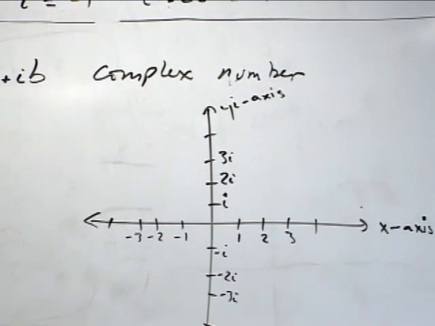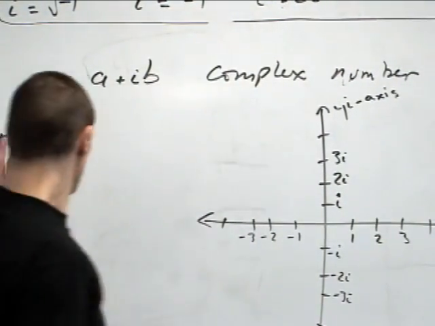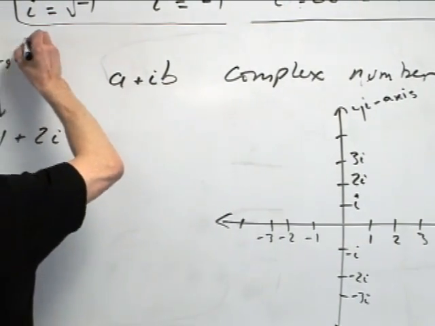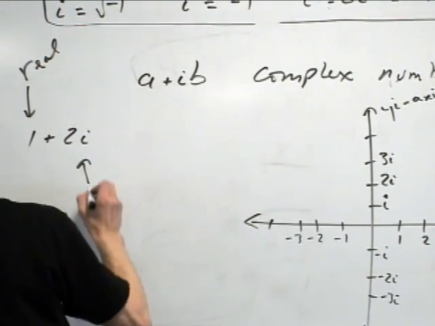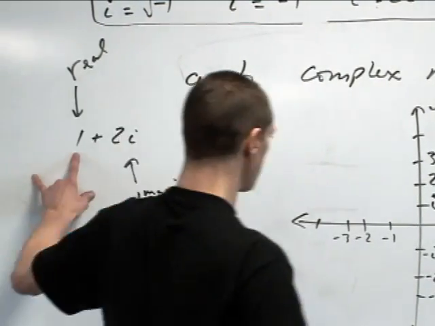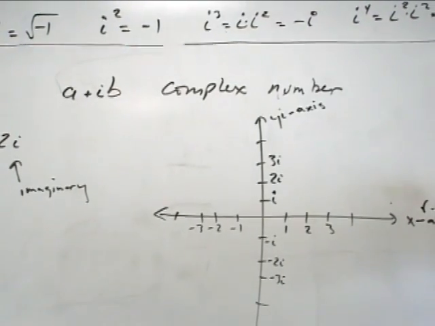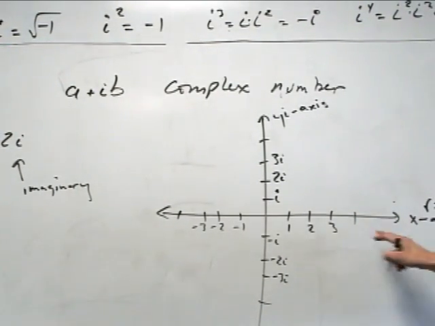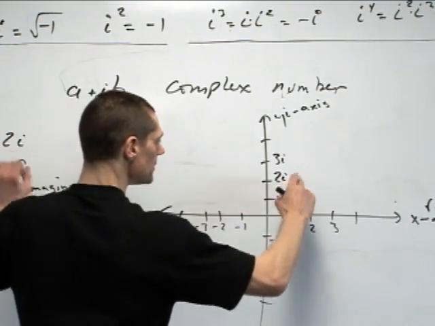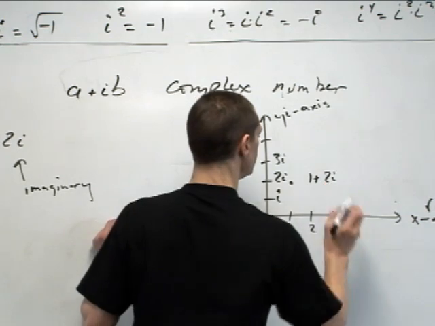Where is 1 plus 2i? And incidentally, I just made that number up. You do the same thing you used to. So you go, here's the real, and here's the imaginary. First you go to the real. You go to the x-axis, which is the real axis, and we go to 1. Then we go to the imaginary axis, and we climb up 2. Here is the point 1 plus 2i.